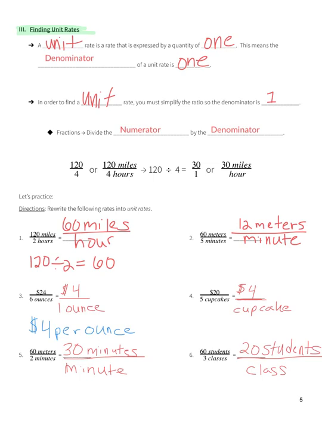Next, 30 minutes per minute. That doesn't make sense. I need to fix that. So this is really important that you're checking this. Your units have to match or it will not make sense. So 30 meters per minute, and last we have 20 students per class. So there are 20 students in each class, okay?